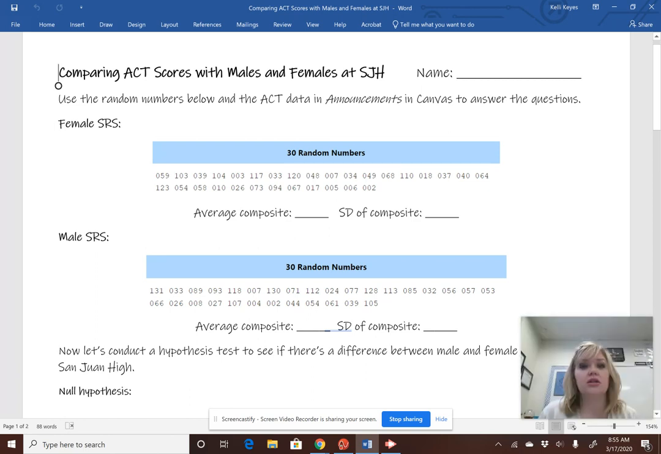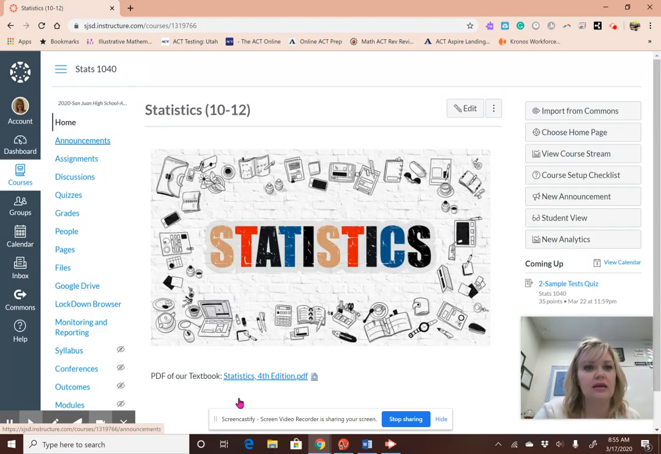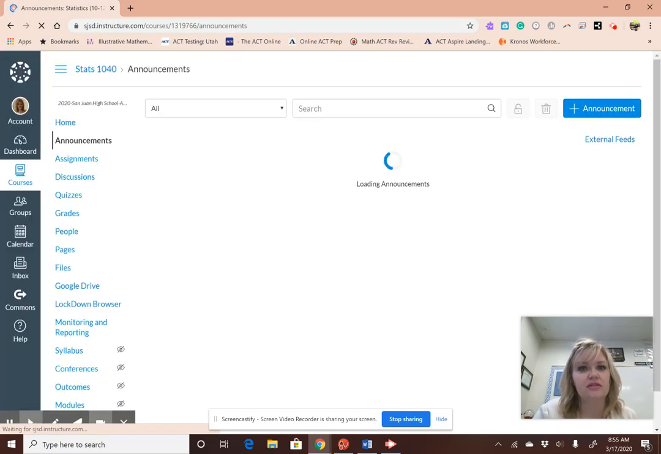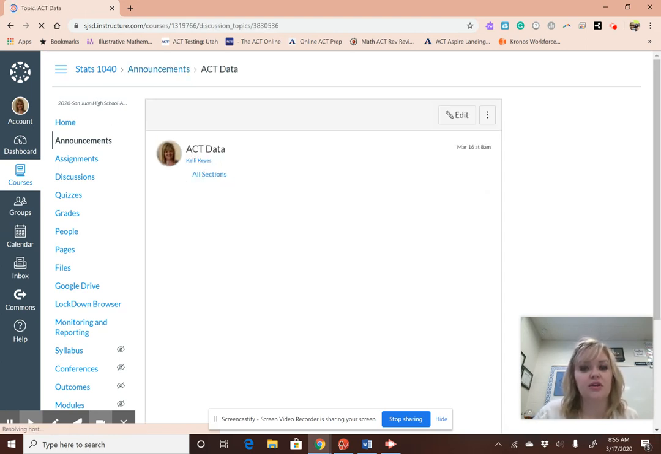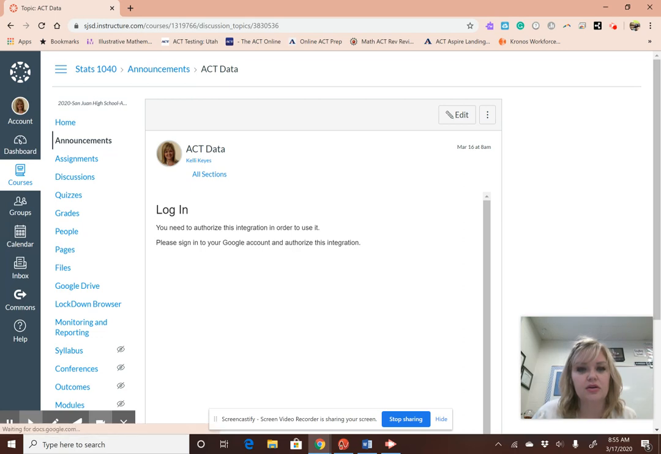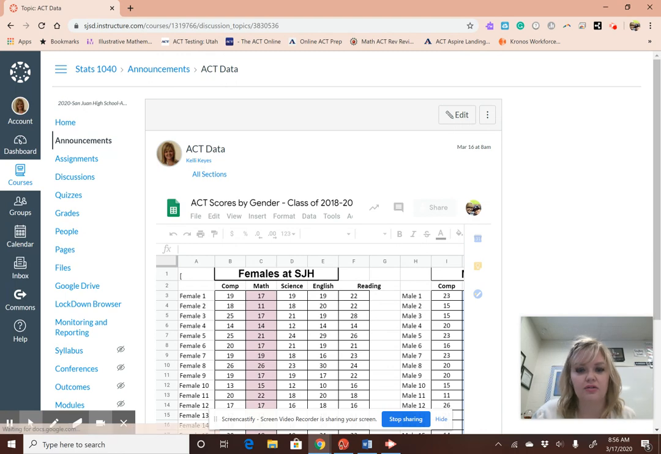We are actually going to look at ACT scores from San Juan High for the last 3 years. So this includes your class plus the two classes before yours. I put all of the data in a link in announcements. Obviously the names aren't attached, it's anonymous. Anyway, you're going to use this data, and this is where I got all of my numbers from.